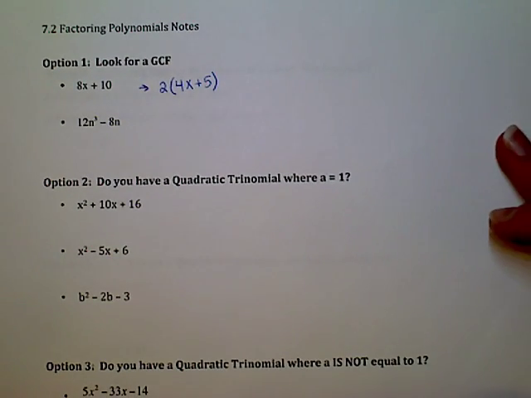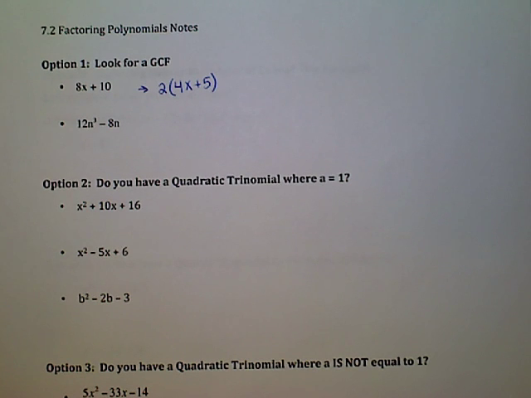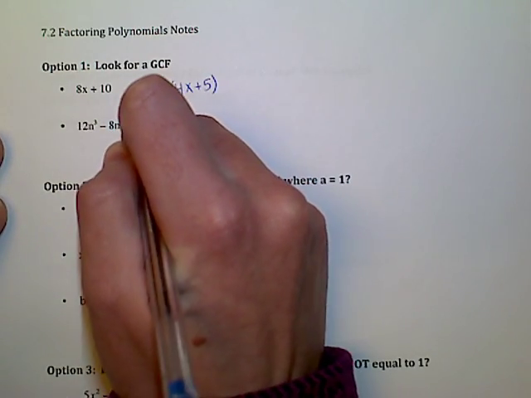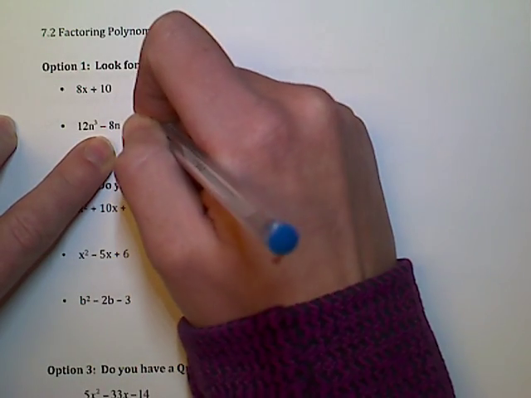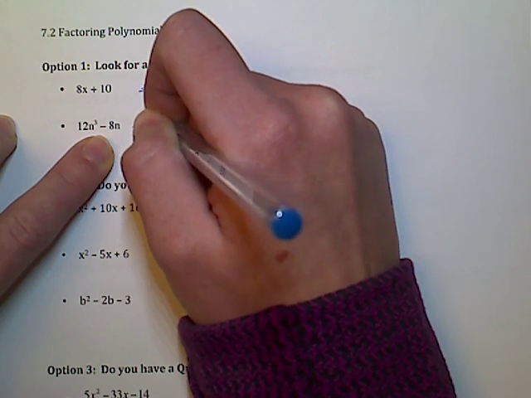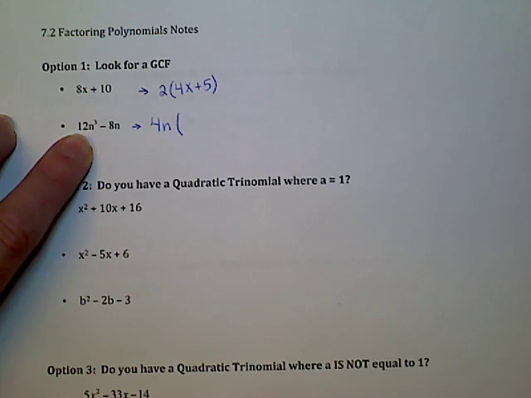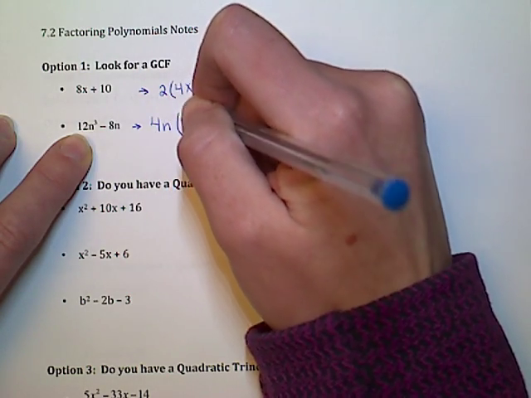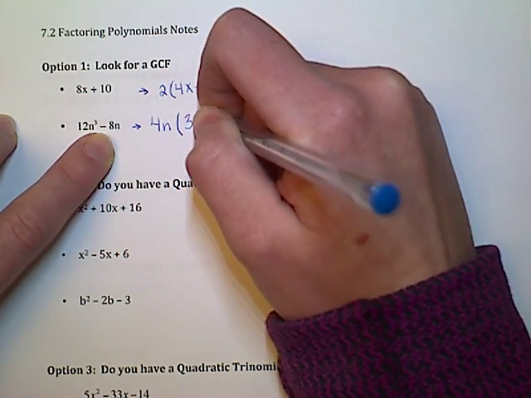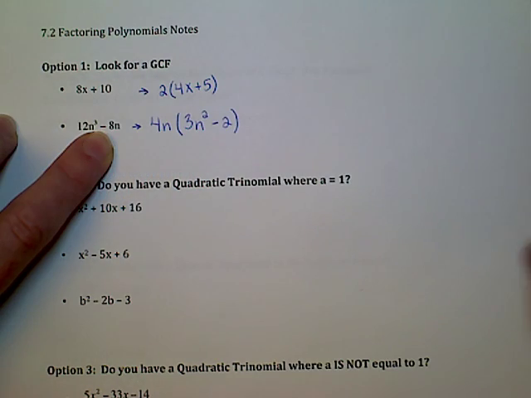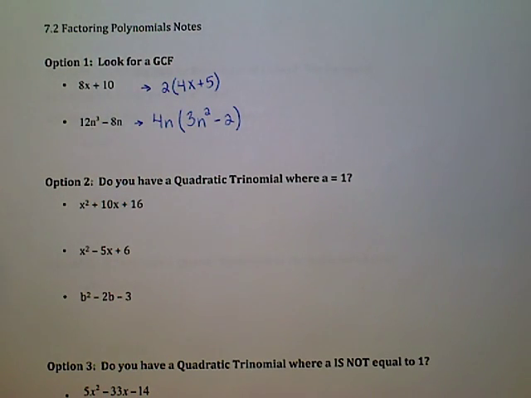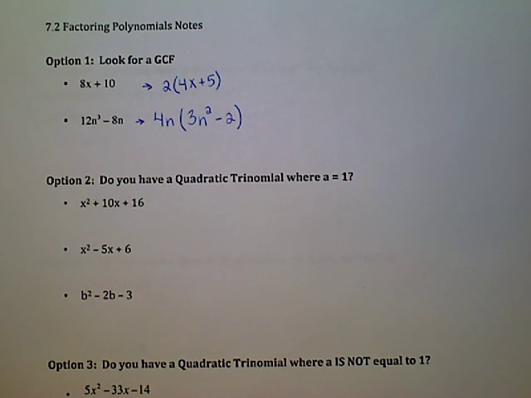So pause the video and try the next one on your own. Alright, so let's see what you did. Hopefully you realized that your GCF in this case would be a 4n. And if we take 4n away from 12n cubed, we have a 3n squared. If we take it away from 8n, we have a minus 2. Okay, so that's the easiest way to factor, and it should actually always be your first method that you try.